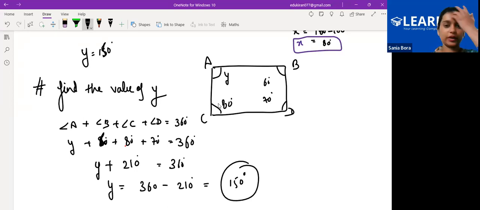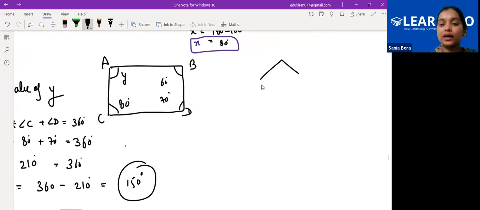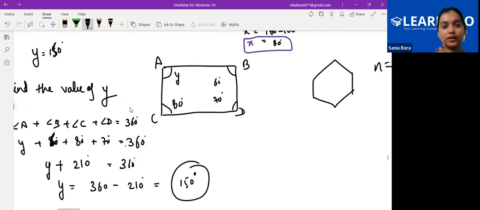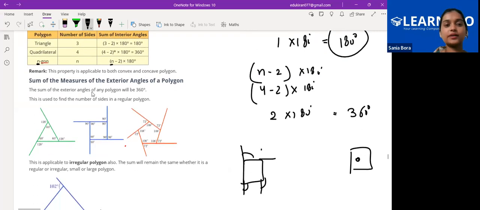So similarly, if I give you something like a pentagon, 1, 2, 3, 4, 5, or maybe I give you a hexagon, you can first find the angle sum property, and then you will find this. I have made that clear for this, right? Okay. So now let's just start.